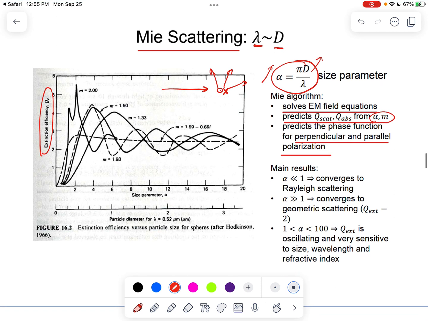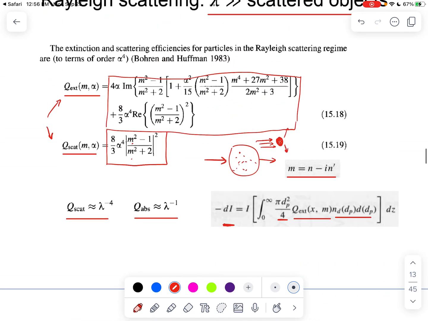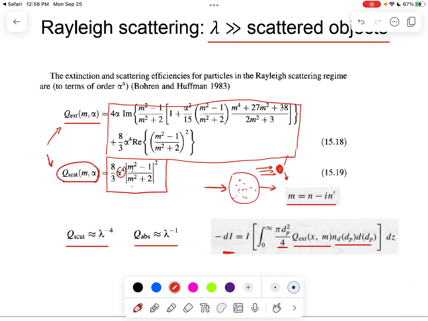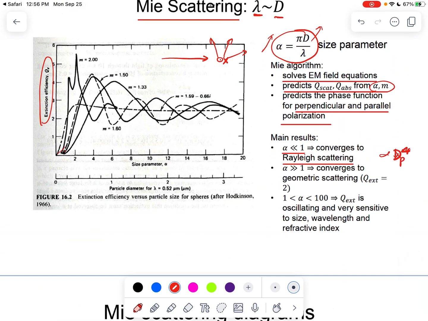So basically the main results from this Mie scattering is that when the alpha value is much smaller than 1, which basically means the particle size is much smaller than the wavelengths, it converges to the Rayleigh scattering, because you can see here, it's just directly increasing, right? There's no oscillation at all. So it converges to the Rayleigh scattering, where the scattered light or the extinction or scattering efficiency is just proportional to lambda to the power of -4, right? Or I would say it's proportional to the dp to the power of 4. You can see here the scattering efficiency is proportional to alpha to the power of 4, which is further proportional to dp over lambda to the power of 4. Right, so basically it's proportional to the dp to the power of 4.